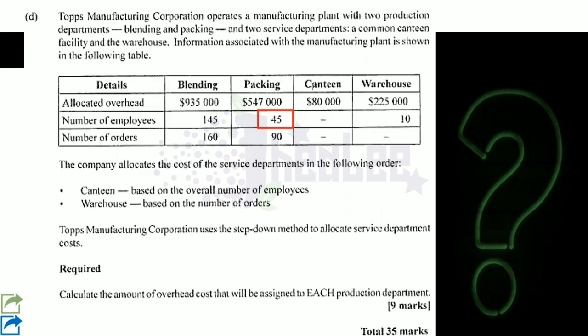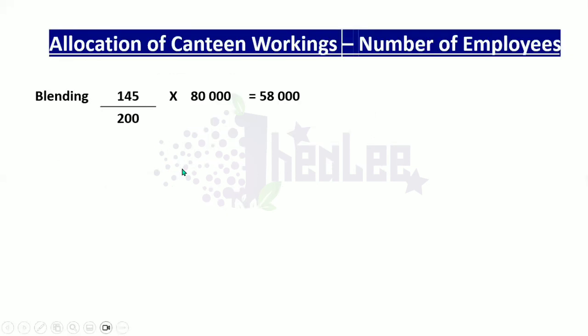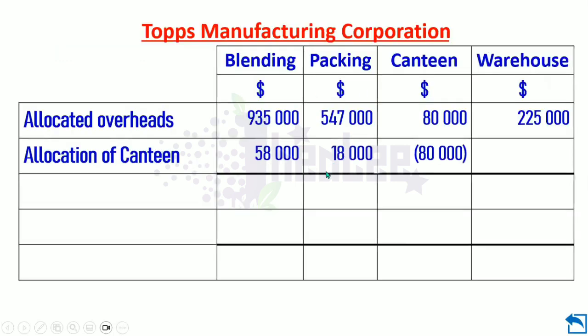And we are going to proceed to look at our workings for that. So for packing, it is 45 divided by the total number of employees multiplied by 80,000. That's the cost that we're sharing, and that is 18,000. Let's enter that in our workings. So packing is 18,000.